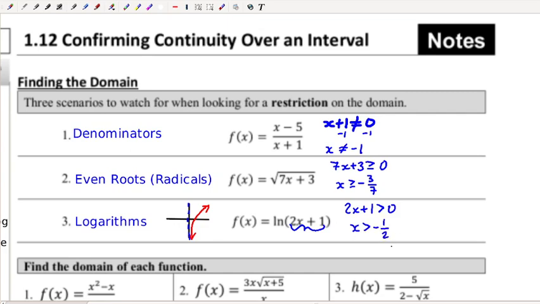That would be the domain of my function. Okay, so those are the 3 things to watch for: denominators not equal to 0, even roots greater than or equal to 0, logarithms greater than 0 every time, whatever is in that position. Set yourself up an expression and solve.